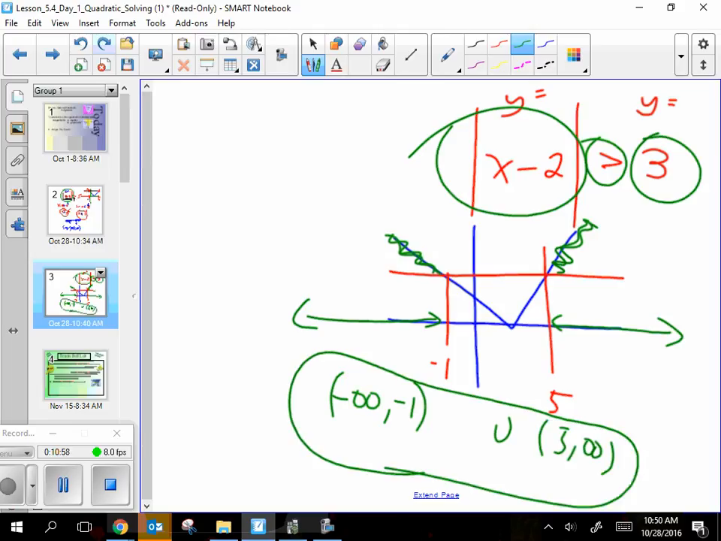Raise your hand if you had that one right. Okay, good. Do you feel like you can do that algebraically and graphically? All right, good.